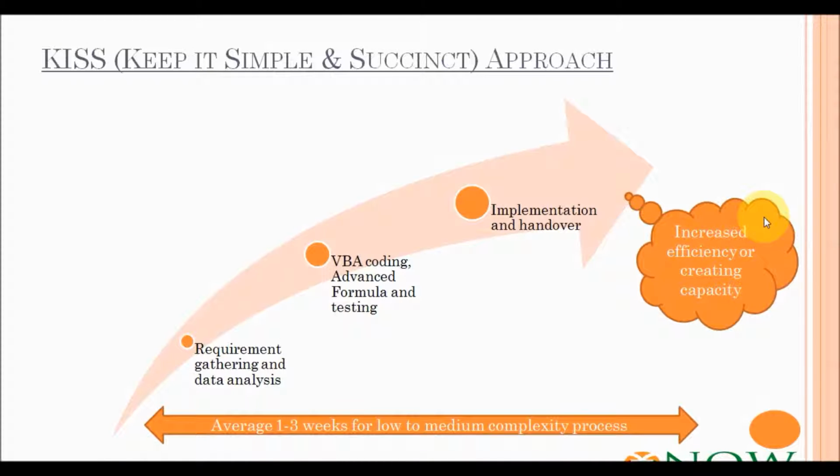Our process is very simple. We keep it simple. First, requirement gathering and data analysis. We do the VBA coding and advanced formulas, then testing, implementation and handover. Thereby you achieve increased efficiency and create capacity. It is a small to medium project, and depending on the complexity it will take an average of 1 to 3 weeks.